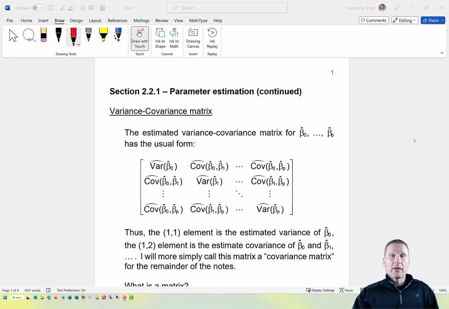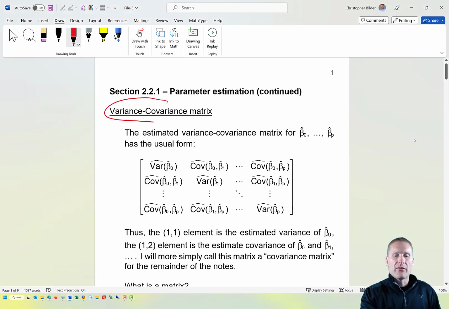This set of notes continues to look at maximum likelihood estimation relative to logistic regression models. We are going to further look at how to find maximum likelihood estimates and also some information that results from doing maximum likelihood estimation. The first thing that we're going to examine is something called a variance-covariance matrix.